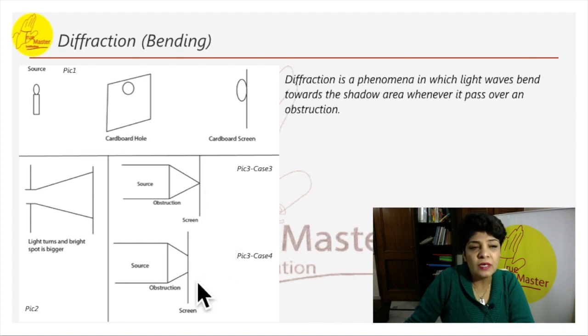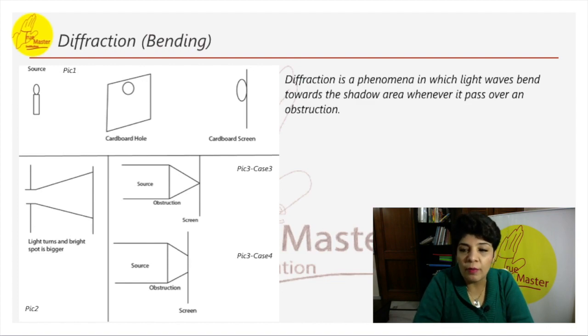In case 4, if we bring the screen closer, instead of keeping it that far, then instead of a point object, more light can be seen on the screen. But if you see, the light has been bent in this direction. The light has been bent in an outward direction. So this phenomenon, the bending of light around the corner of a small obstacle, is called diffraction of light.